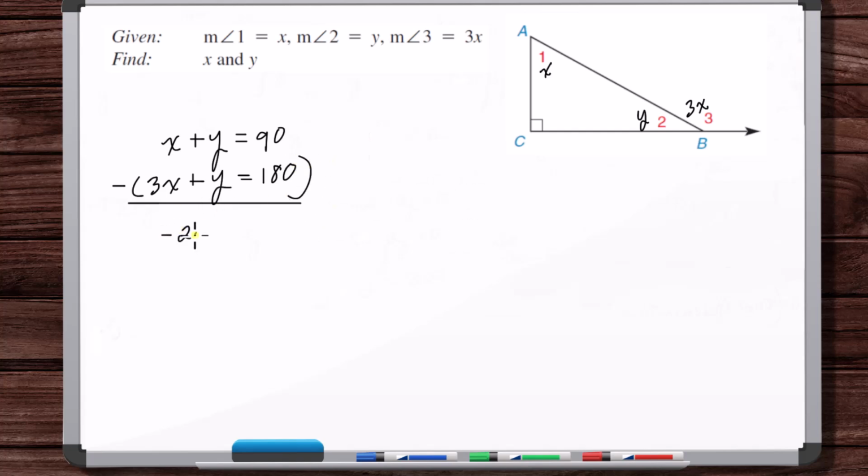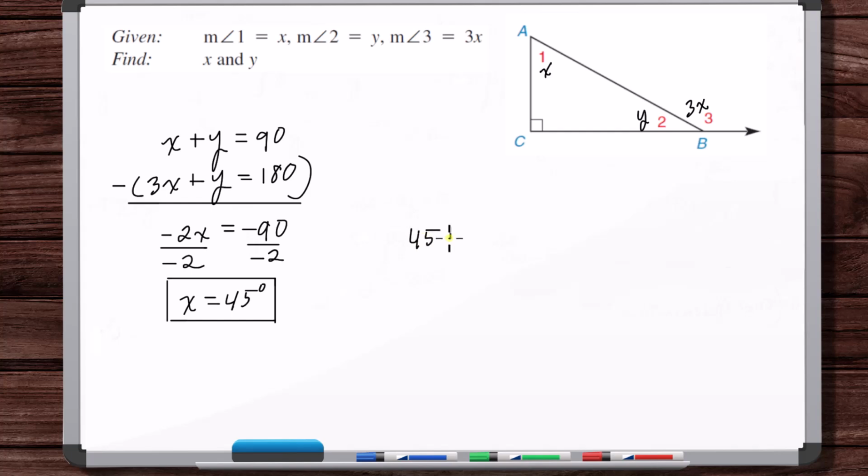x minus 3x is minus 2x. y minus y is 0. 90 minus 180 is minus 90. So x is equal to 45 degrees. Okay, so now plugging that in here, you've got 45 plus y is equal to 90. Subtracting 45 from both sides, you have y is also equal to 45.